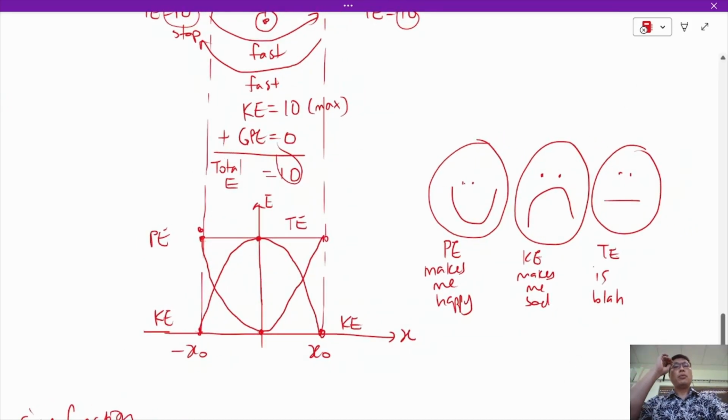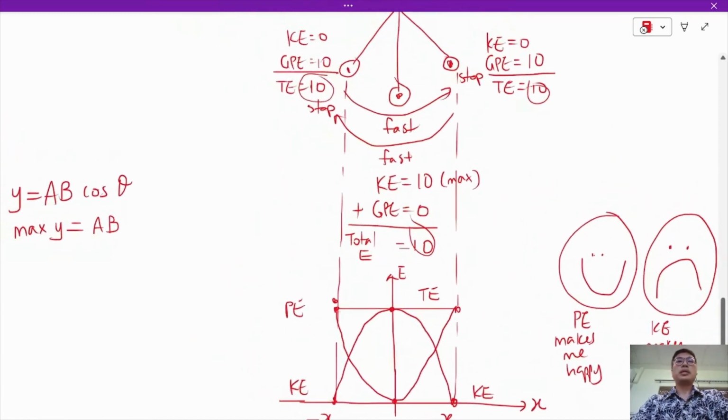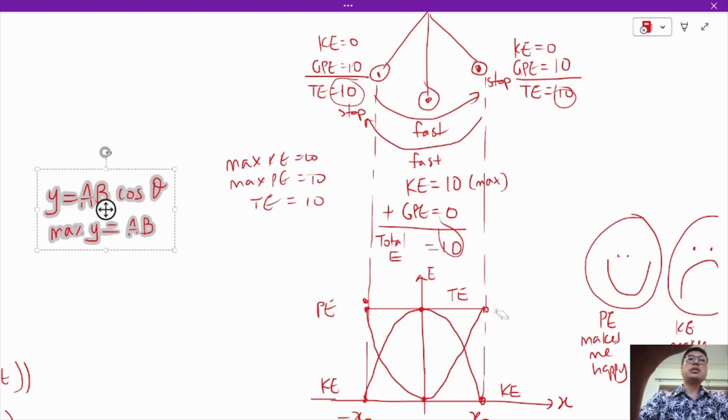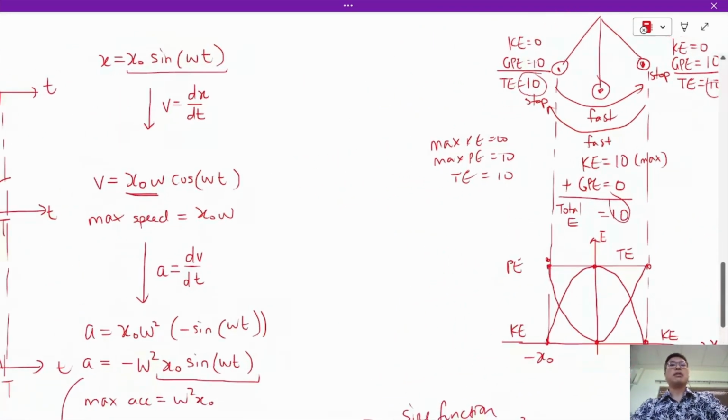All right, so what are the maximum and minimum values though? Okay, you notice one thing over here, that the maximum KE is 10. The maximum PE is also 10. And then the total energy is also 10. So is there an equation which allows us to find the KE, PE, and TE? Well, I'm glad you asked.